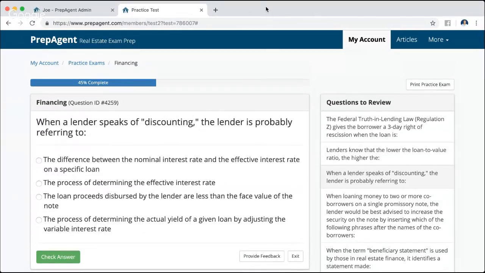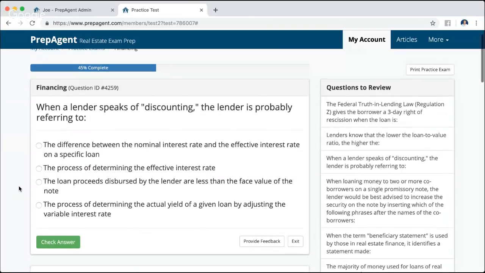When a lender speaks of discounting, the lender is probably referring to A, the difference between the nominal interest rate and the effective interest rate on a specific loan. B, the process of determining the effective interest rate. C, the loan proceeds dispersed by the lender are less than the face value of the note. Or D, the process of determining the actual yield of a given loan by adjusting the variable interest rate.